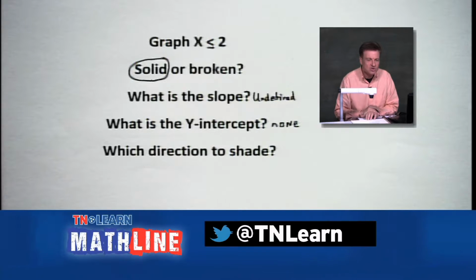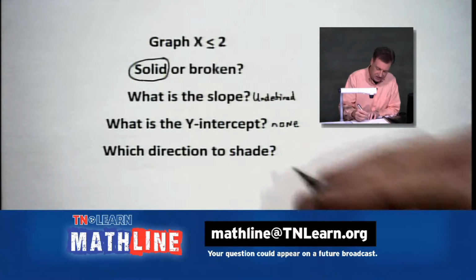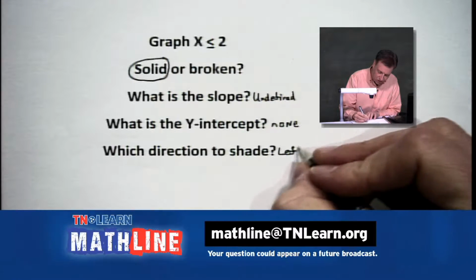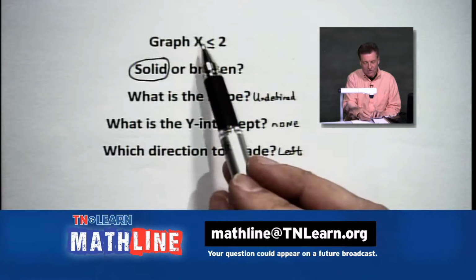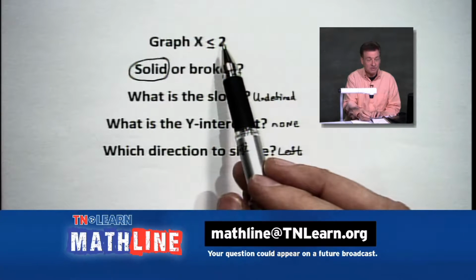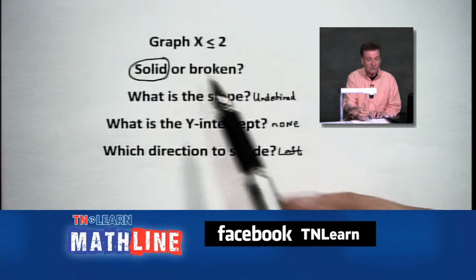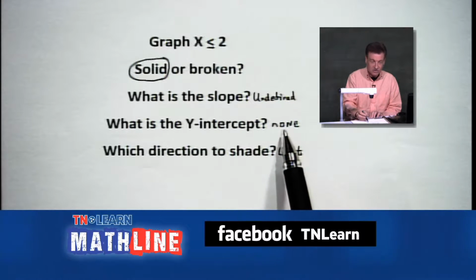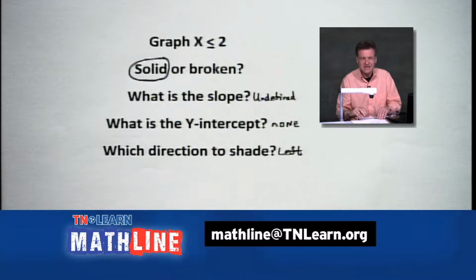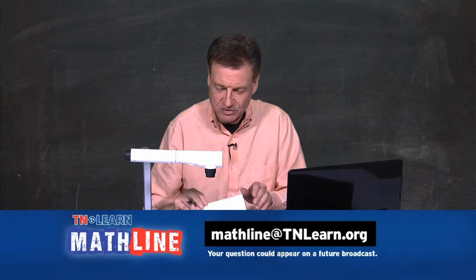And which direction do we shade? Since it's less than and this is a vertical line, this one is going to be all about shading to the left, all right? So again, we check back through this. It's less than or equal to, so it's going to be solid. We have an undefined slope, which means vertical line, and it will be a solid line, by the way. And there is no place it crosses the y-axis. So let's see how this graph pans out, what it looks like, all right? Let's see what we've got here.